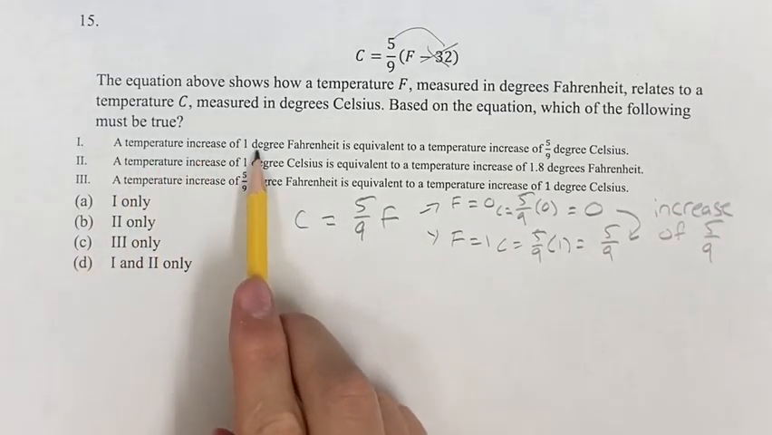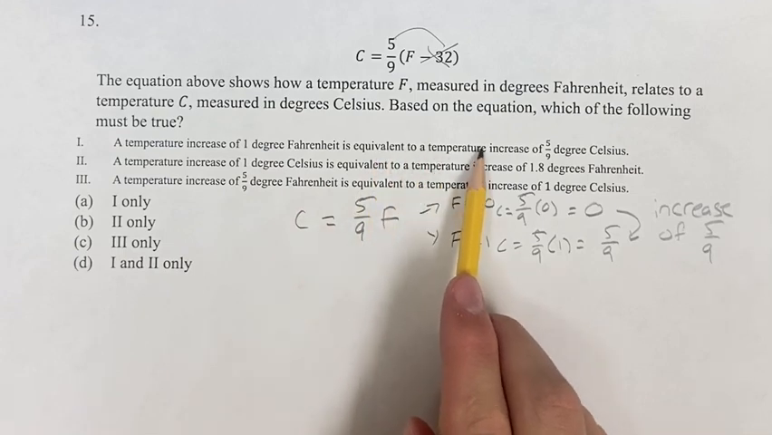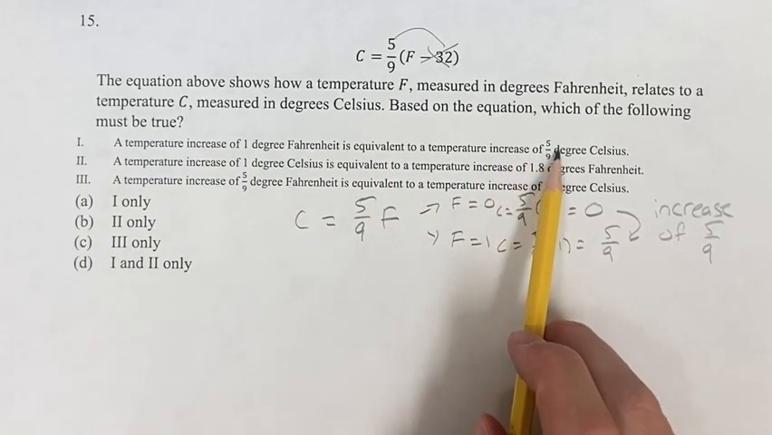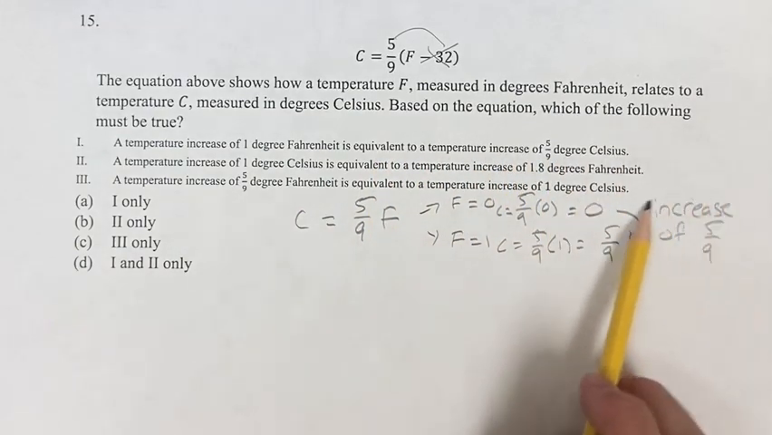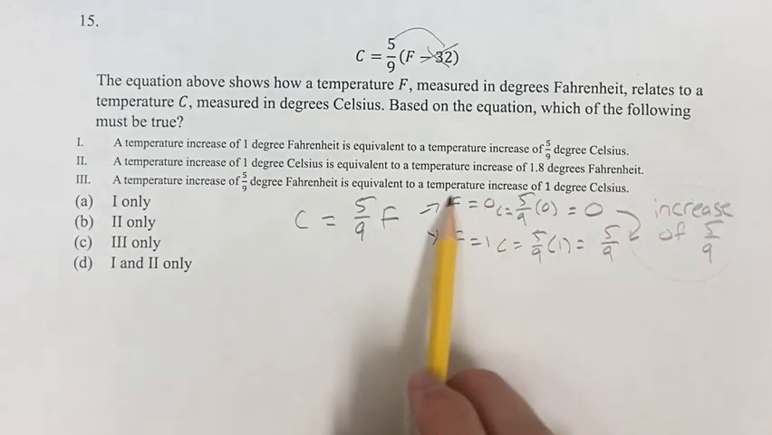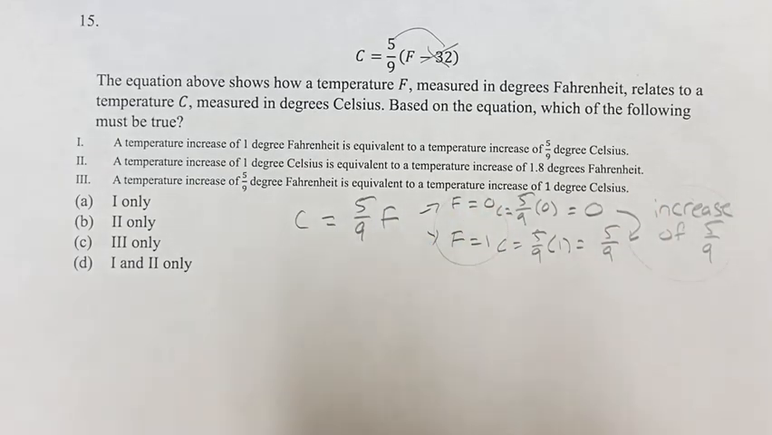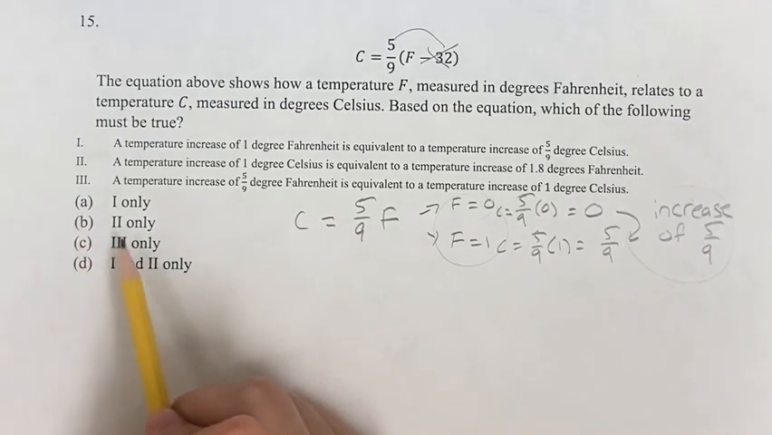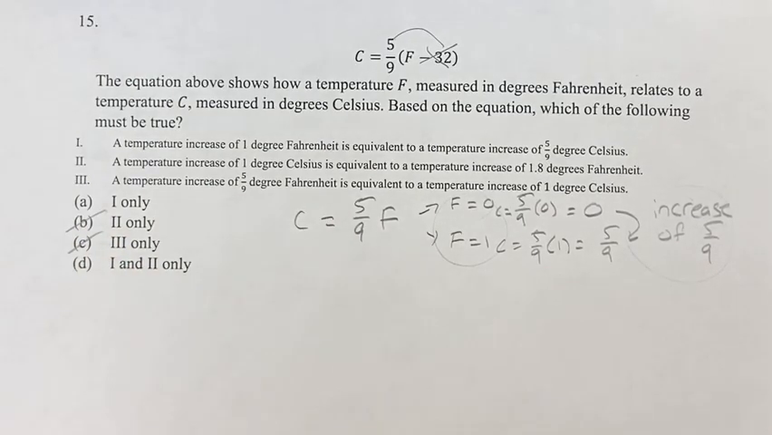So a temperature increase of 1 degree Fahrenheit is equivalent to a temperature increase of 5/9 degrees Celsius. We have found that that is the case. So we know that 1 is true. So 2 only and 3 only can't be the answer because we know 1 is true, so it has to be in there somewhere. So is 2 the case?